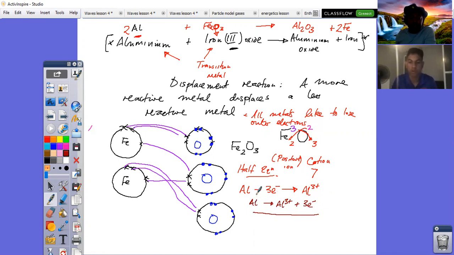Now, very clearly here you can see that this has lost electrons. And what did we say? We said oxidation is loss. But also what can you see here? It's been oxidized as well because it's got oxygen. So whichever definition you take, you still clearly see that the aluminium has been oxidized.